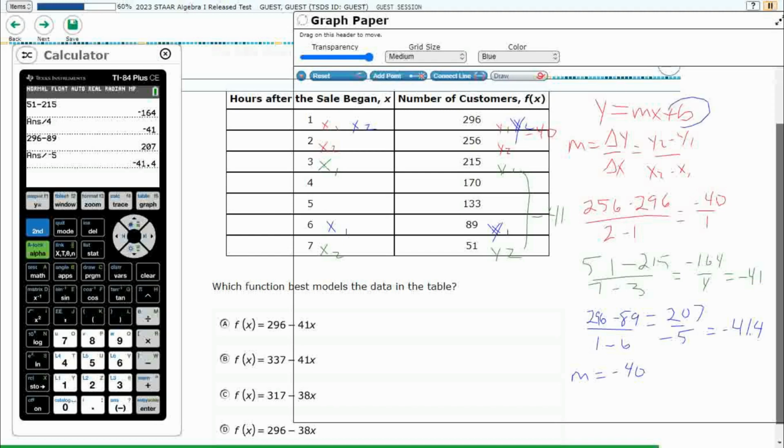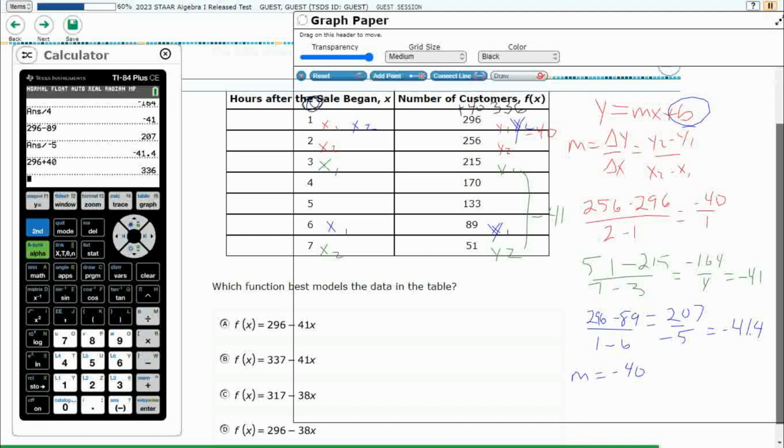Okay, so we need this mx plus b. It would have been really great if they had given us a 0, because the y-intercept is what happens when x equals 0. But we could just take this slope and say, every time you go down, you're losing 40. So if you wanted to go to that 0, you could just add 40. Let's take my 296 and add 40. That's going to be 336 when y equals 0.